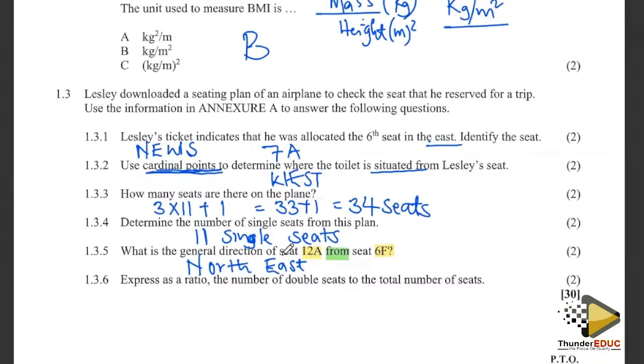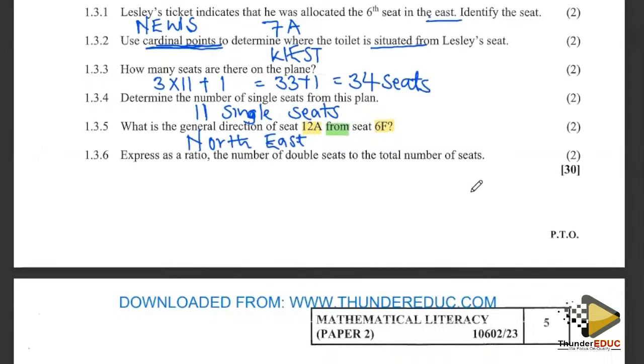Express as a ratio the number of double seats to the total number of seats. Now, since we saw that there are 34 seats all in all, let's remove the single seats. So we go for the ratio now. The number of double seats to the total number of seats. So it's 23 versus 34. That could be the ratio.